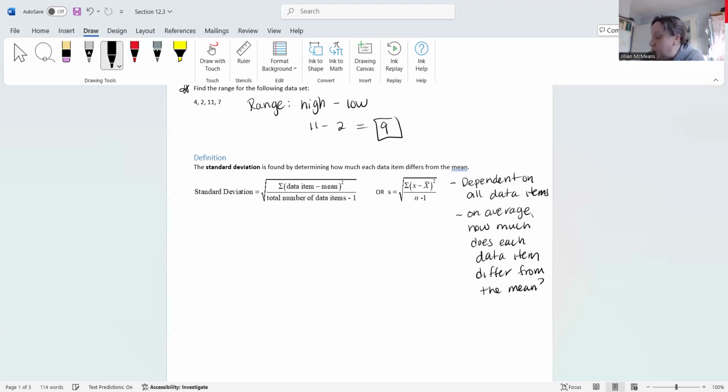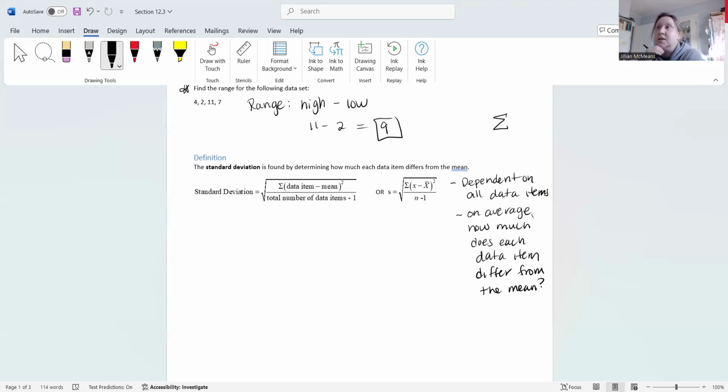Now, that's kind of a rough definition, but ultimately that's what we're looking at. We're looking to see on average how much does each data item differ from the mean, okay? And so we do have this formula here, which is kind of a lot. So we have the standard deviation. Now we have that E symbol again. You saw this in a previous section.